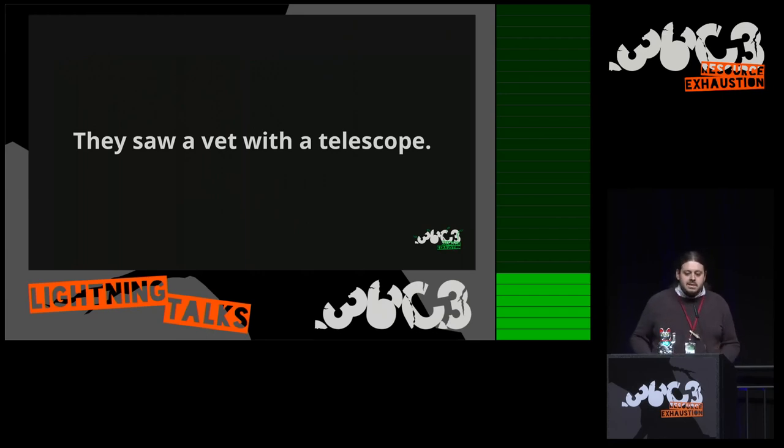This is a fairly easy sentence. They saw a vet with a telescope. Now, first of all, they could be singular, could be plural. We don't really know. A vet could be a veterinarian, a doctor, or it could be a veteran, a soldier, for example, or a pirate. I don't know. So what could we do here?